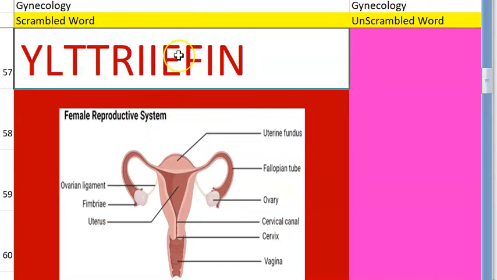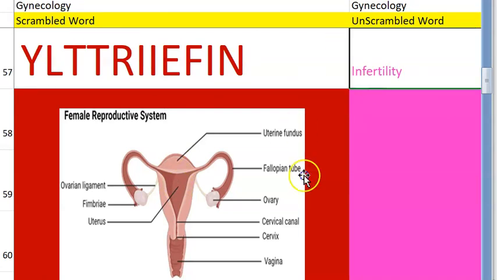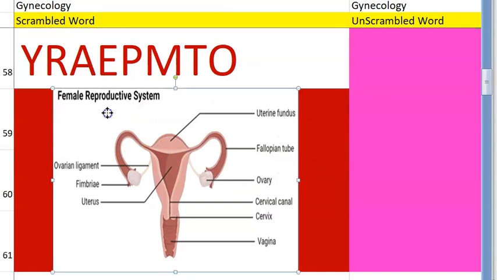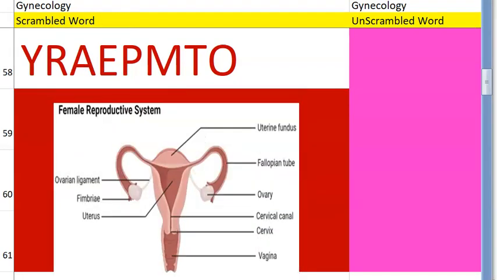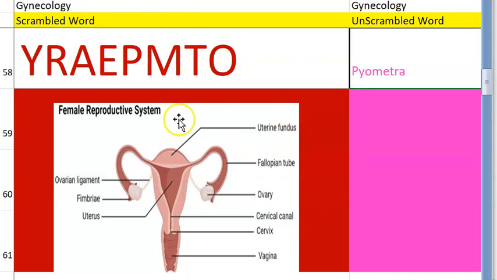Coming to the 57th one here. What do you think this is? I think it begins with I. And it is a negative word. What do you think this one is? When they cannot conceive, they cannot have children. Infertility. Very good. Well, there's nothing like infertile now. There are many methods to get children. Right? What is this? So, condition of the uterus. Starting with P. Pus in the uterus, is it? Pyometra.